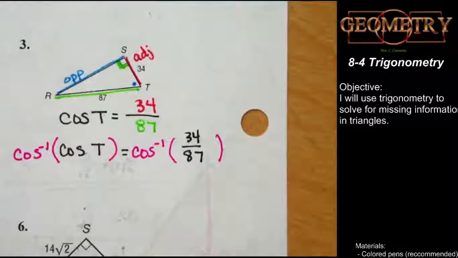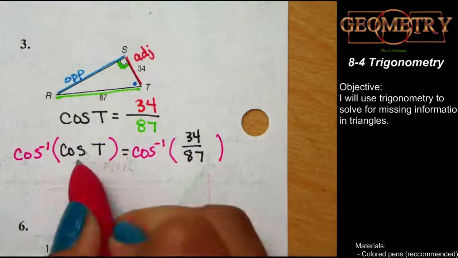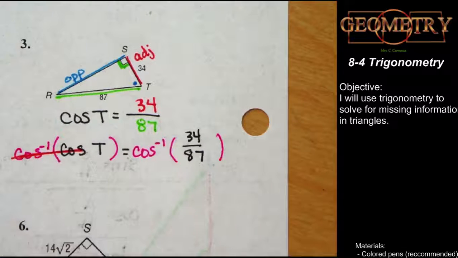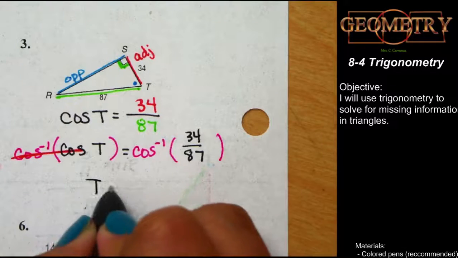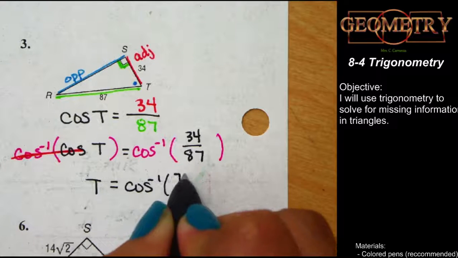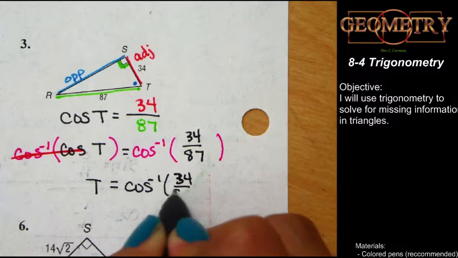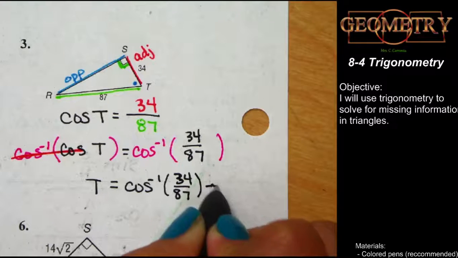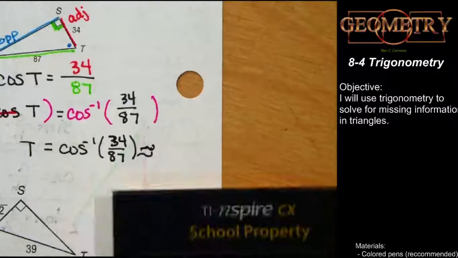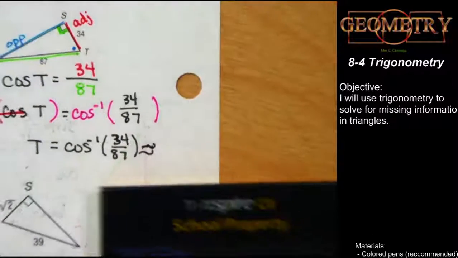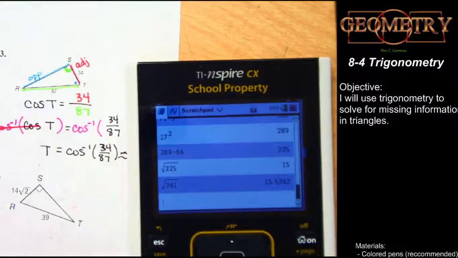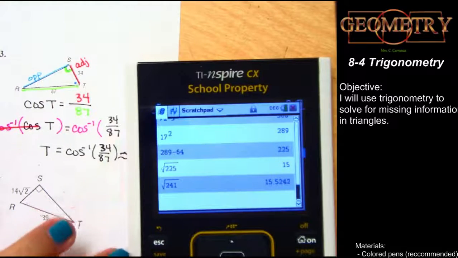All right, because cosine and inverse cosine are opposites, they're inverses, they're going to cancel, and I'm going to be left with T, which is what I was hoping for. T is equal to the inverse cosine of this fraction, 34 over 87. Using my squiggly equal sign to say más o menos, sort of, kind of equal to, and my wonderful TI Inspire calculator, I am going to enter that in.